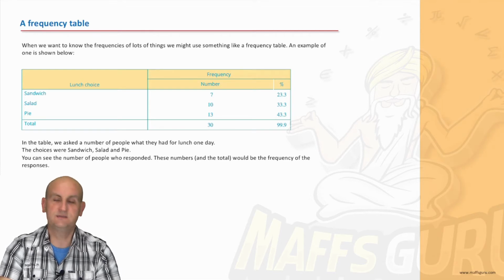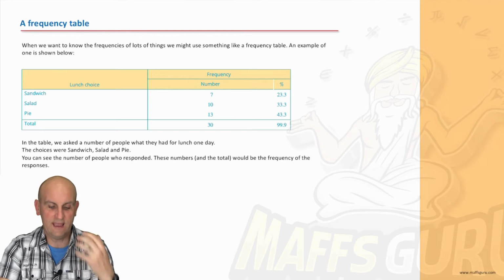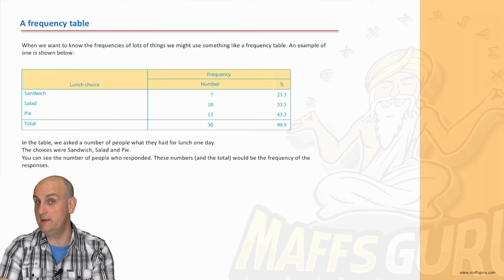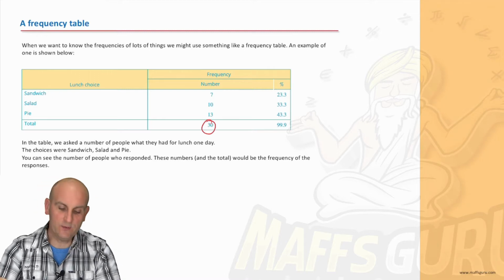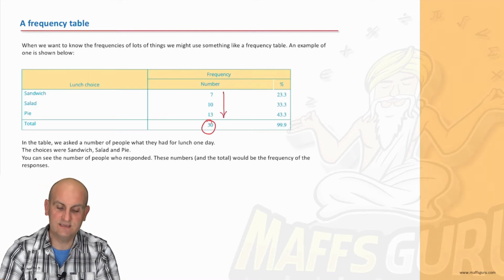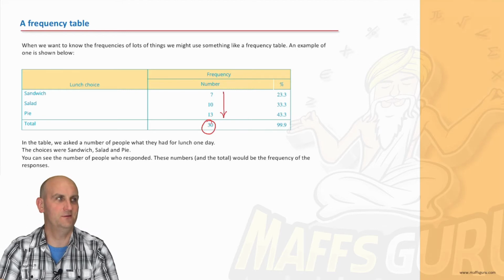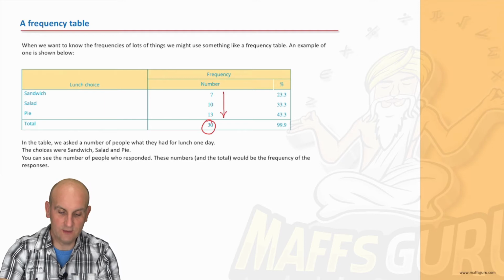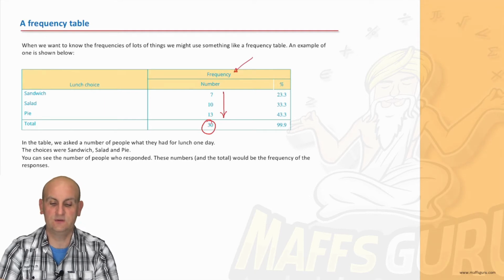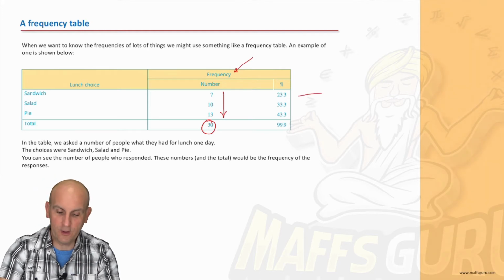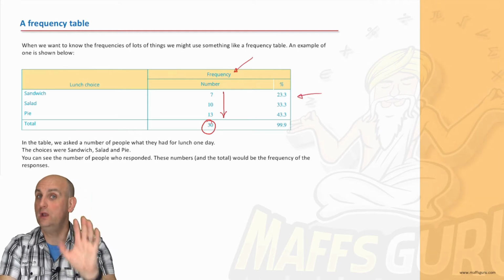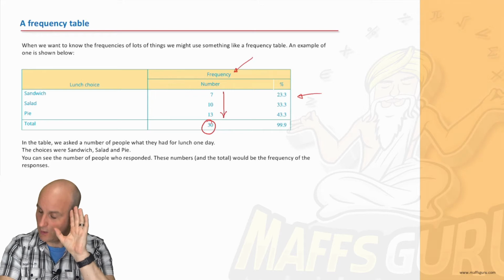Obviously I've asked a number of people what they like for lunch. How many people did I ask? Well, that's given here, so 30 people. How would I know that? Well, I could add these numbers up. Hold on a moment, number. Didn't I just say number was frequency? Absolutely. And you'll notice at the top of my table, I have frequency, but I seemingly have two columns. Why on earth do I have two columns? All in good time, we will get to that in a moment.